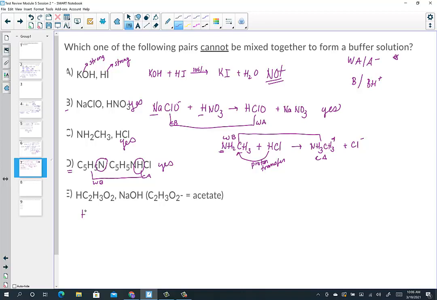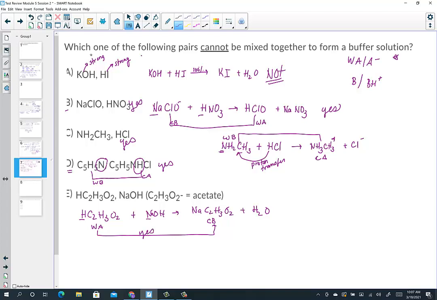And here we have acetic acid placed into a strong base, sodium hydroxide. And of course, we exchange the place of the positives, so we would make NaC2H3O2, sodium acetate, and water. Well, I can see this is a weak acid, and here is its conjugate base. A weak acid, acetic acid, and the salt there, sodium acetate, is its conjugate base. So yes, this is a buffered solution.